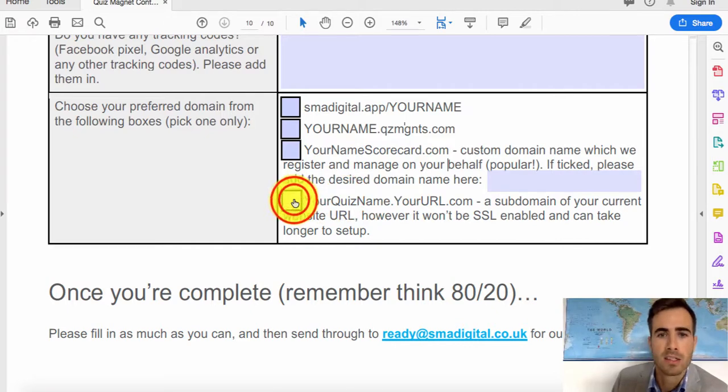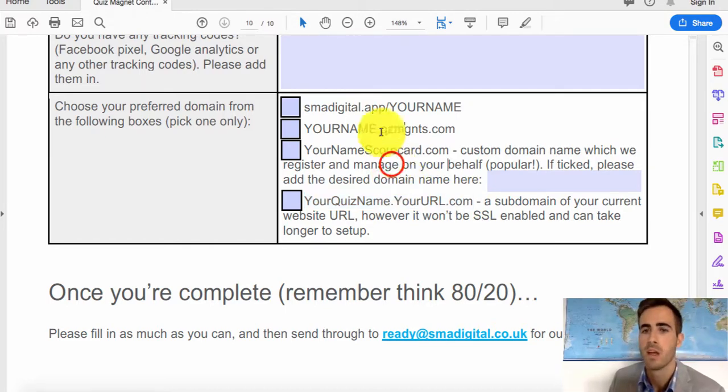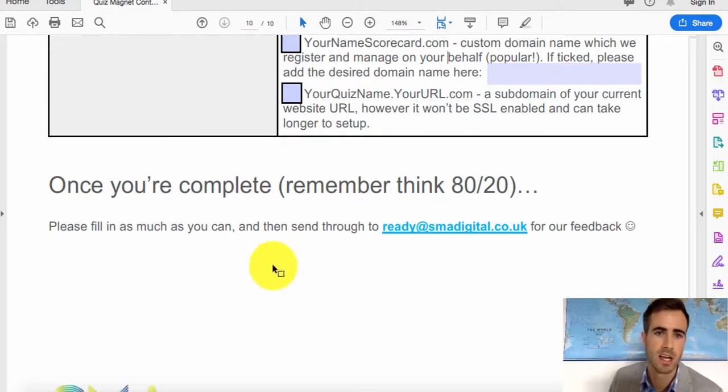You can tick that one here. Just note that it will take a little bit longer to set up, and there are a few more complexities around that in terms of the SSL, which is the little padlock thing, just because you have the control of your domain name. So you generally have to work with your hosting provider or your domain name provider to make this happen, and we've got to change a few things around to make it happen. So that's all the different options.